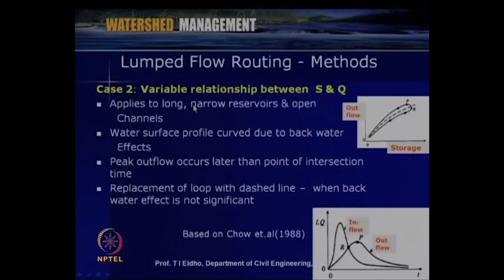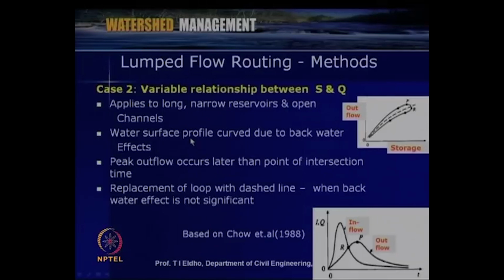And the second case is where we can have a variable relationship between the storage and outflow. So, this applies to long, narrow reservoirs and open channels. So, depending upon the conditions, whether the channel is narrow and the reservoir is also narrow or long, there we can apply this variable relationship between the storage and outflow. So, here the outflow is on the y axis, storage is on the x axis. Then we can see that this is not considered as a single line as we considered in the last slide, but here this will be varying like this. So, there is a variable relationship.